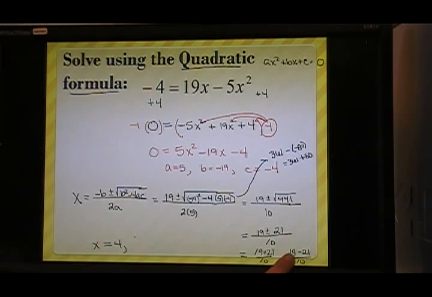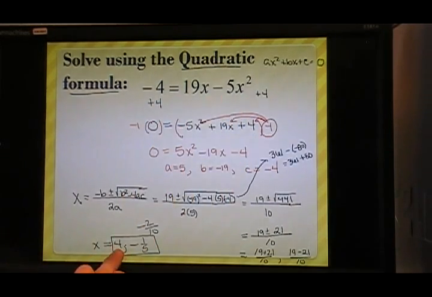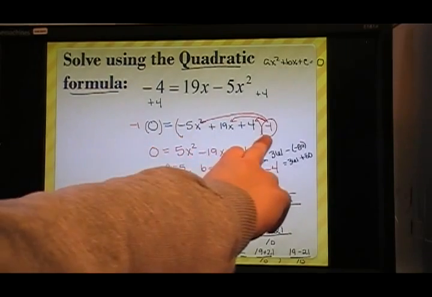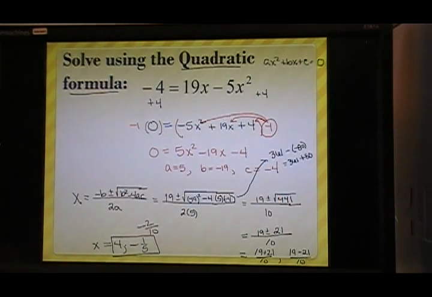The other, 19 minus 21, that's negative 2. And if we have negative 2/10, we need to reduce that to a negative 1/5. So the solutions to this quadratic equation are both 4 and negative 1/5. Okay? And the fact that I ended up with these rational solutions, no i's, no roots, tells me that I actually could have solved this equation by factoring. Okay? It would have worked if you had tried to factor.